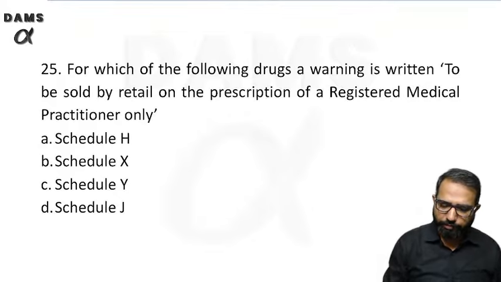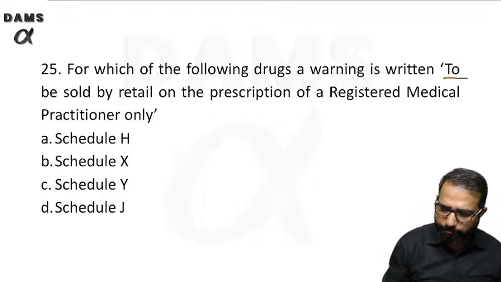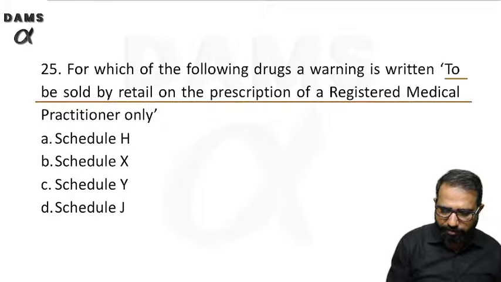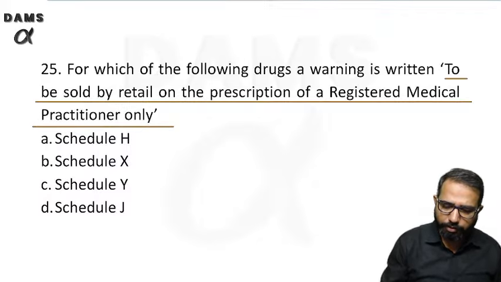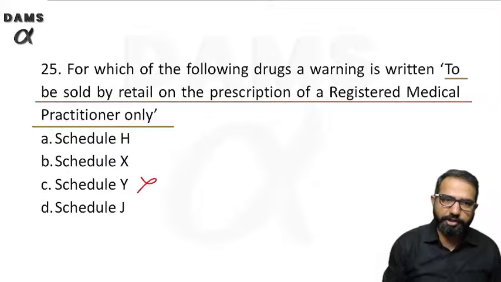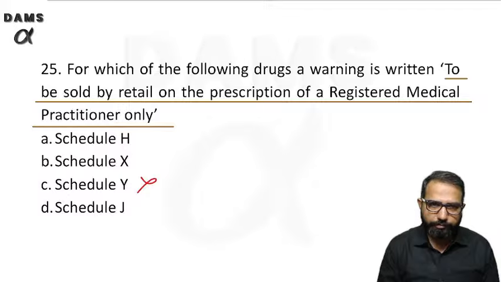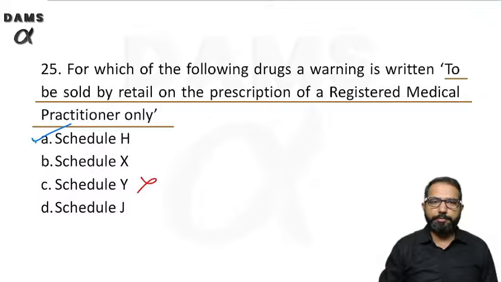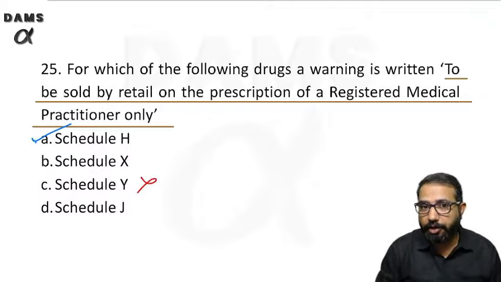And the last is, which of the following drugs has a warning written: to be sold by retail on prescription of a registered medical practitioner only? Then for which drug will this warning be written? H, X, Y or J? Y is already out, that is for clinical trial. Now we have the New Drugs and Clinical Trial Rules. So this is for prescription drugs. In X they are narcotics.